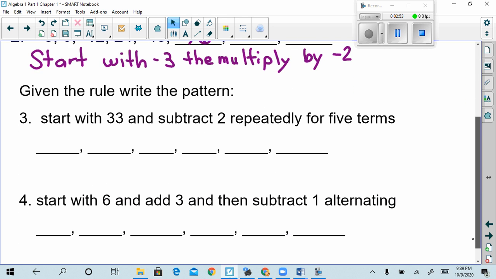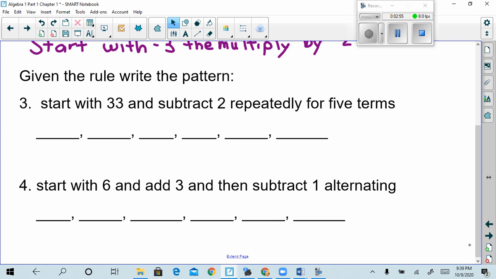Now I'm going to give you the rule. I'm going to ask you to write the pattern. Start with 33 and then subtract 2 repeatedly for 5 terms. Subtract 2, subtract 2, subtract 2, subtract 2, and subtract 2.